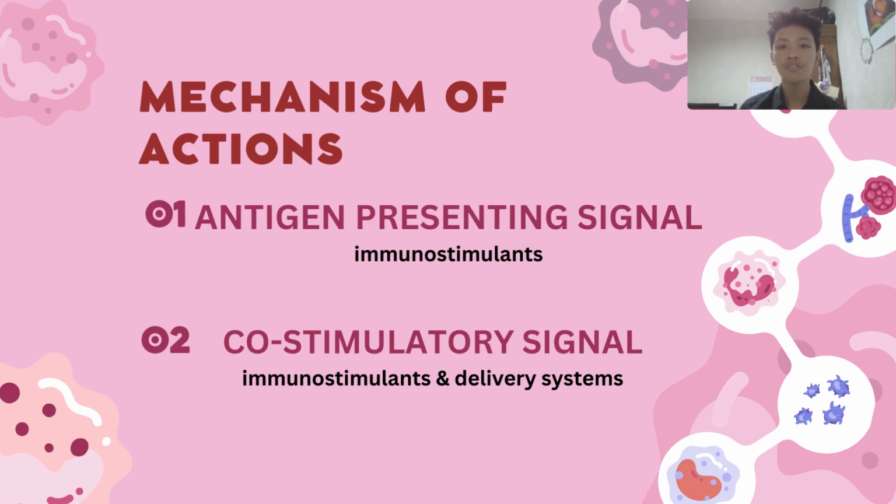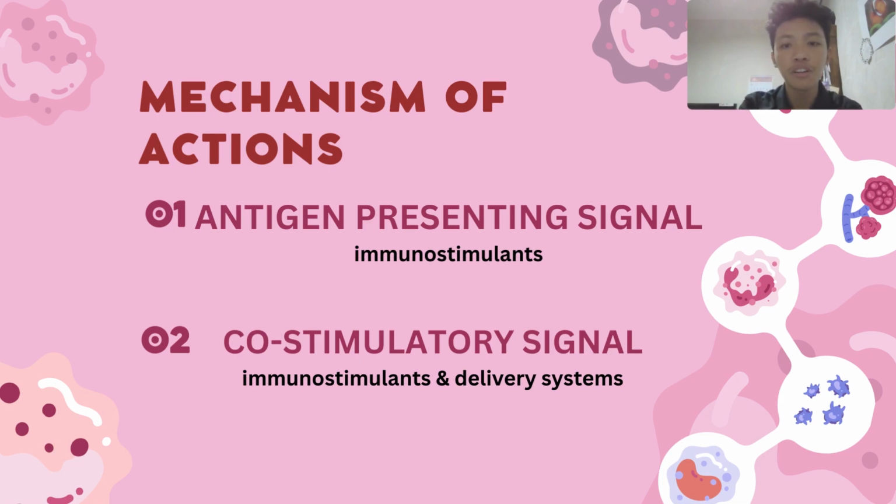Hello, I'm Aryu with student number 123, and I'll be talking about the mechanism of action of immunoadjuvant, which is located in vaccines. Basically, there are two main signals that are being played, the antigen-presenting signal and the co-stimulatory signal.